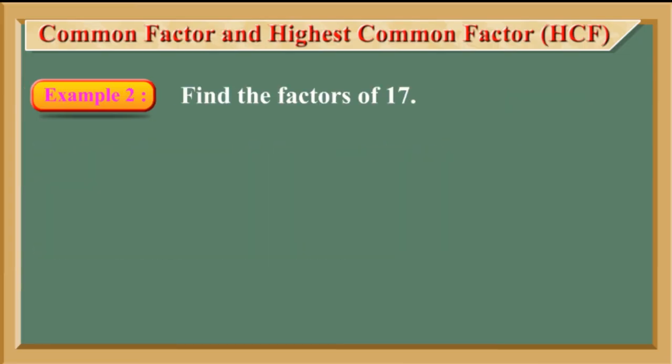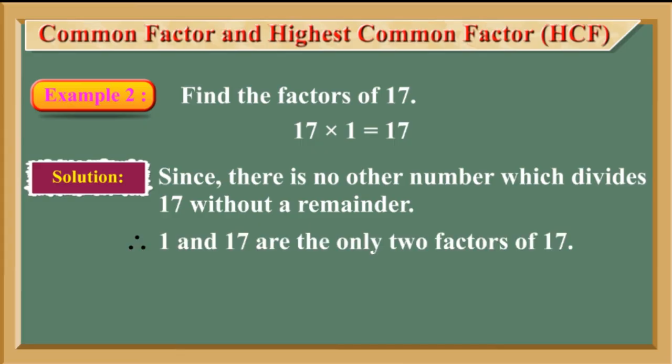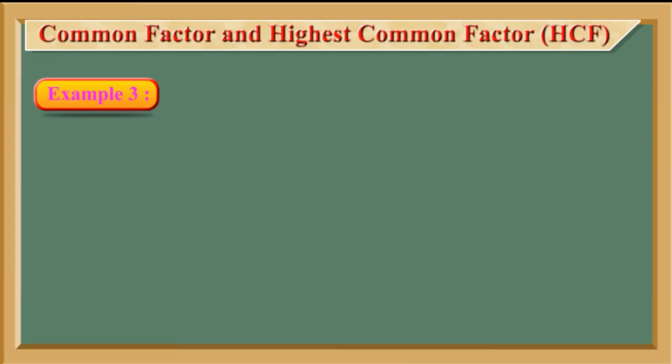Example 2. Find the factors of 17. 17 multiplied by 1 is 17. Solution. Since there is no other number which divides 17 without a remainder, 1 and 17 are the only two factors of 17.